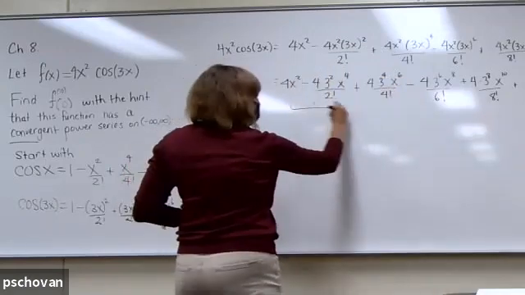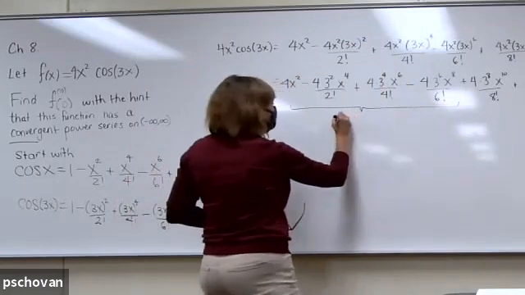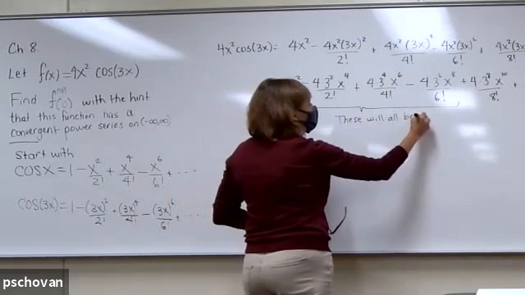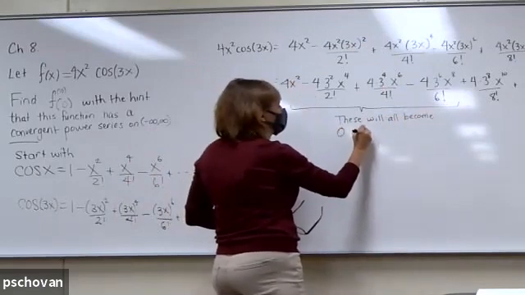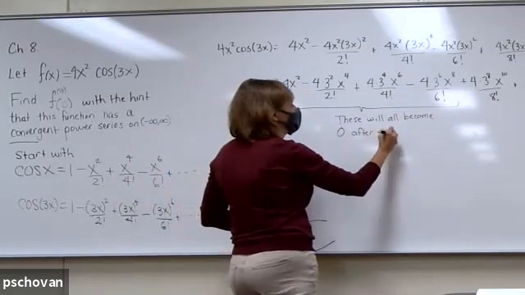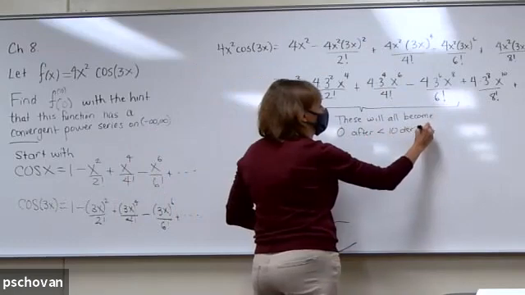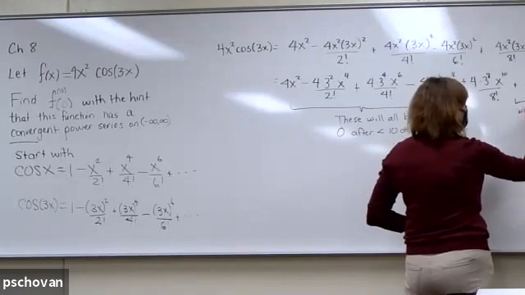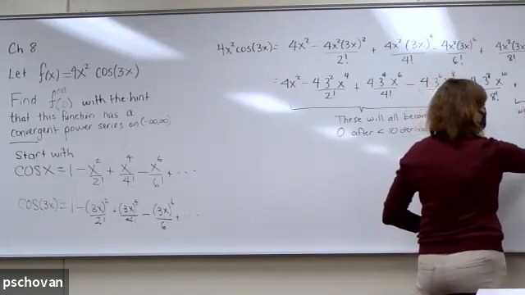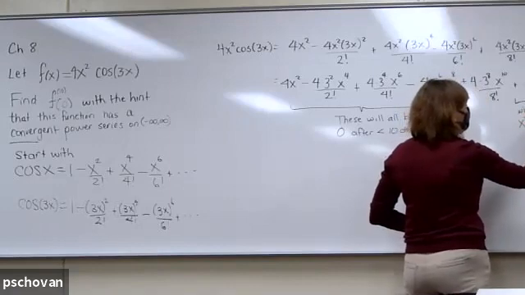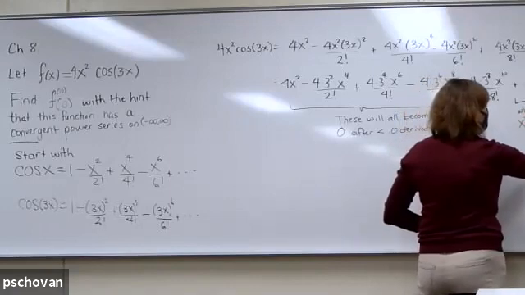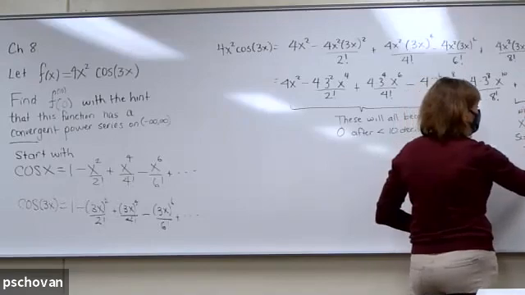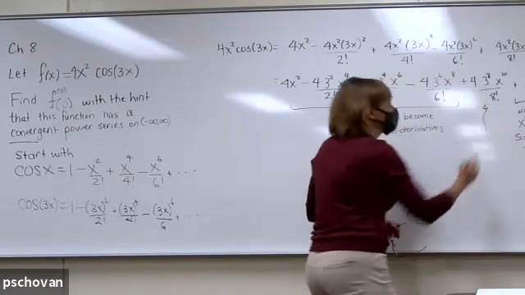So these are all going to become 0. These all become 0 after less than 10 derivatives. These terms will all contain x to a power after 10 derivatives. So f10 at 0 will be 0 here. So this is the only term that I'm interested in.